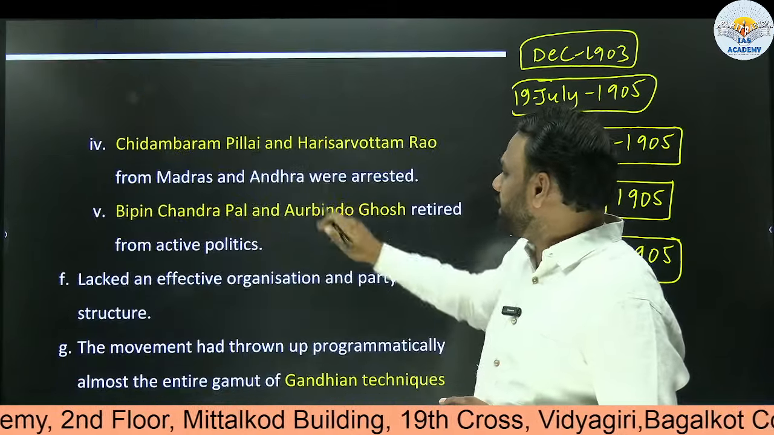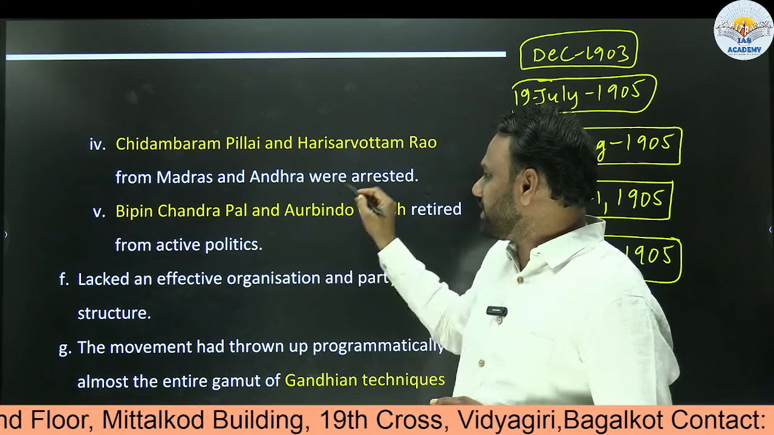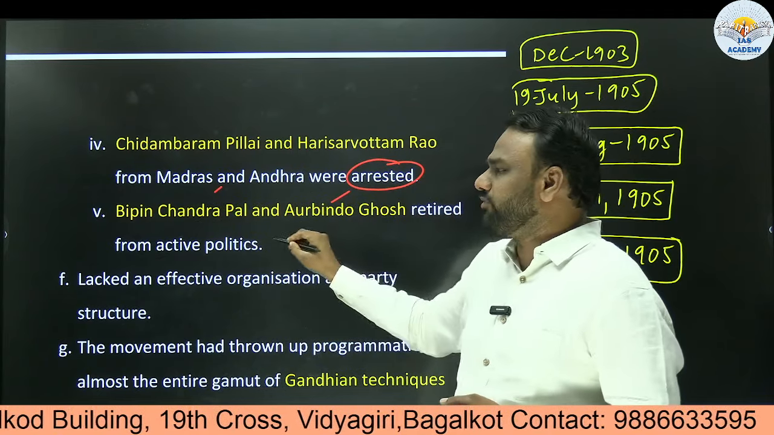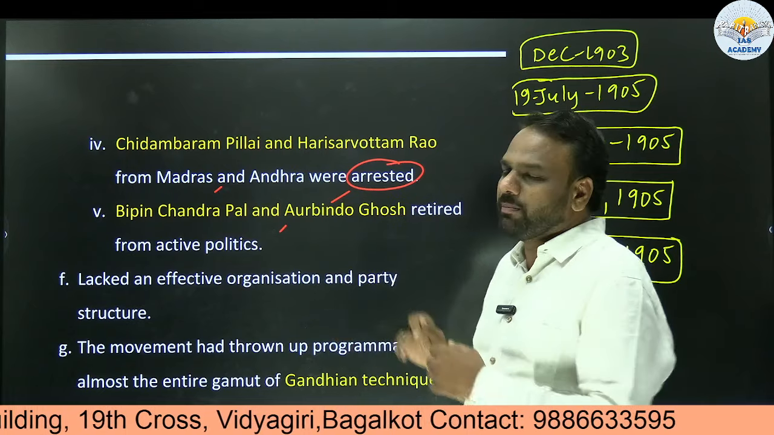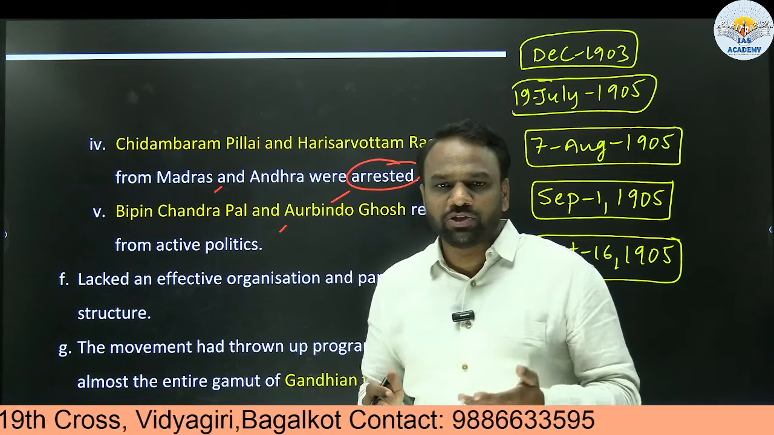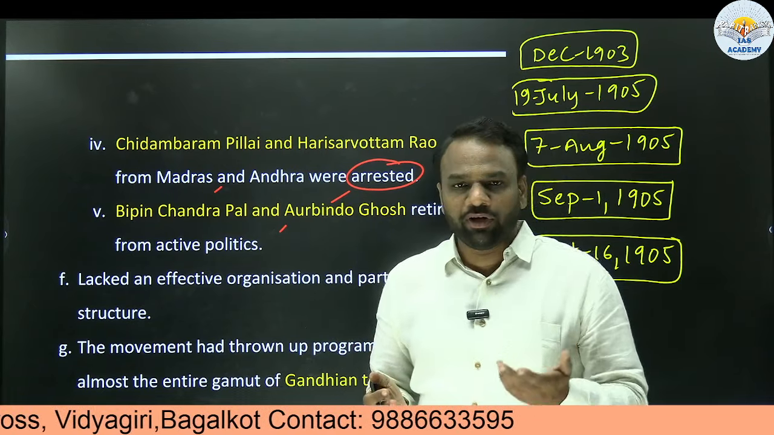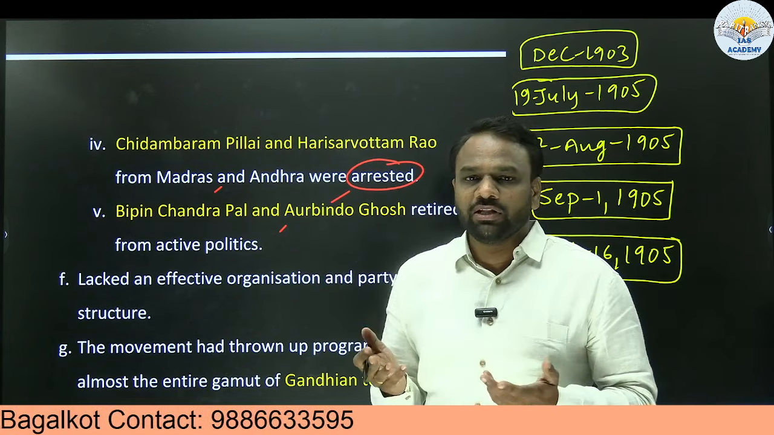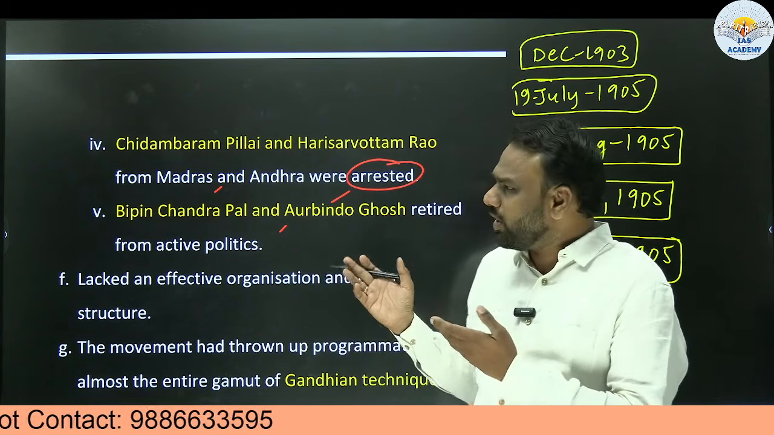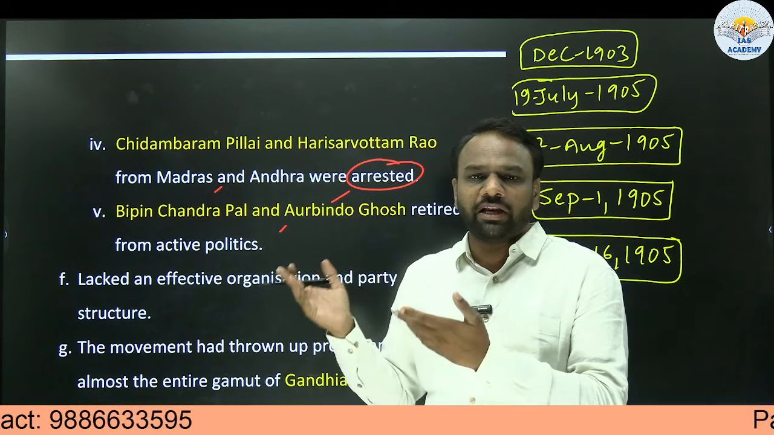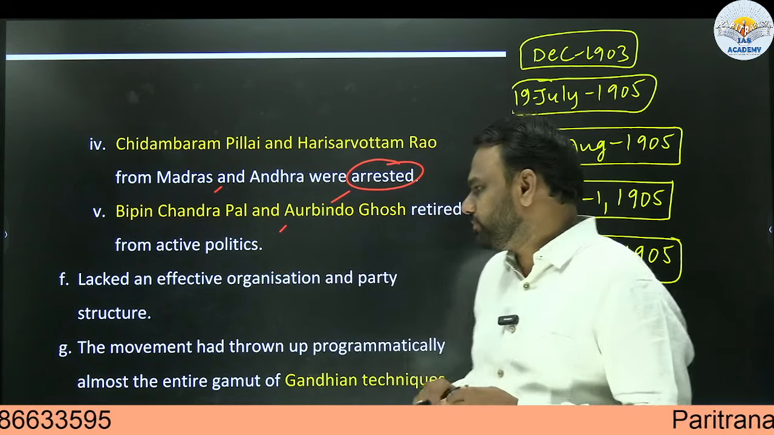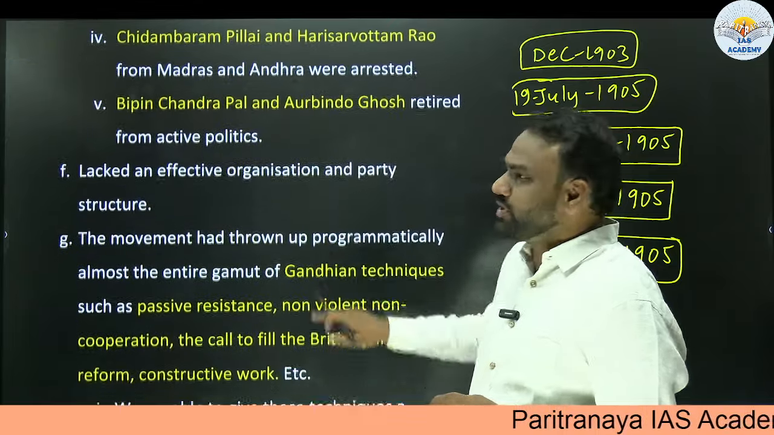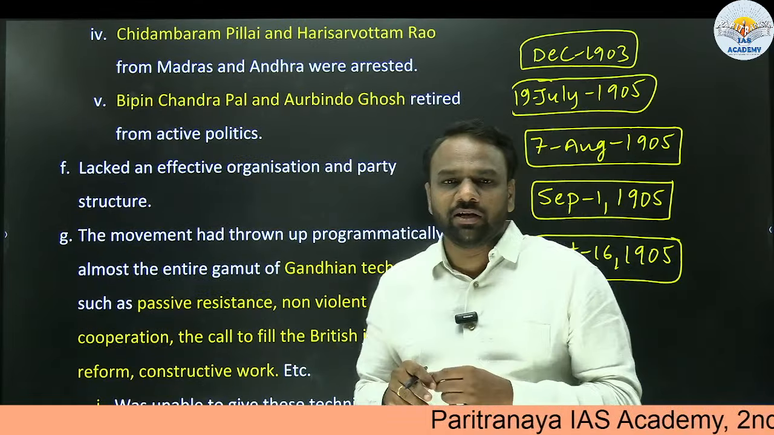Chidambaram Pillai and Hari Sarvottam Rao from Madras and Andhra were also arrested. Bipin Chandra Pal and Aurobindo Ghosh retired from active politics. So all these examples indicate that a few of them went to jail, a few were deported, and a few withdrew from active politics. So there was a lack of leadership now. Again, all these various factors contributed to the decline of the movement in 1908. Apart from that, unlike the future, in the Swadeshi movement, Gandhiji had not yet arrived.